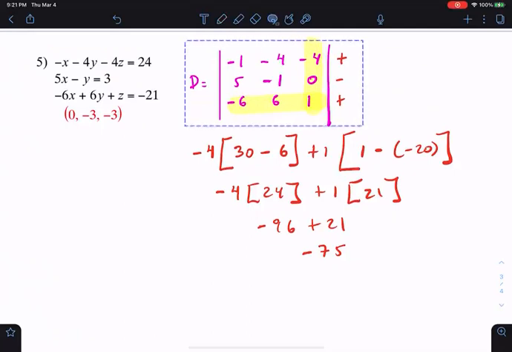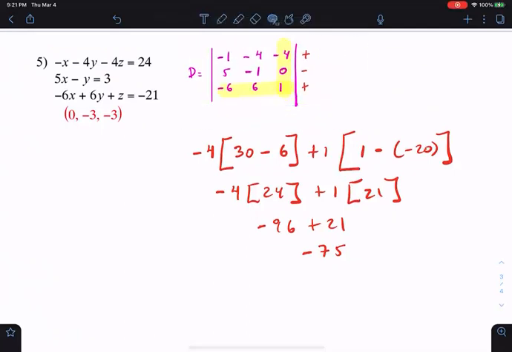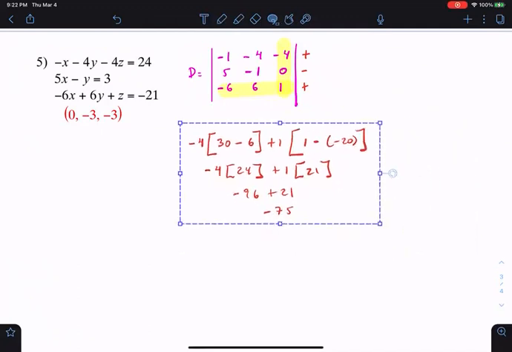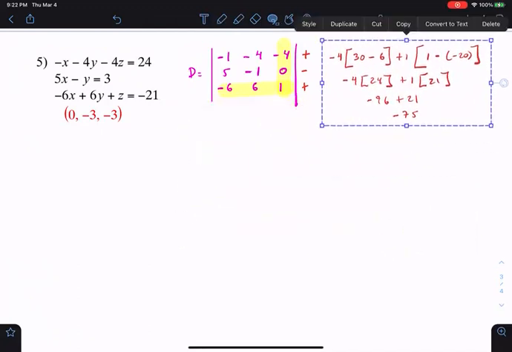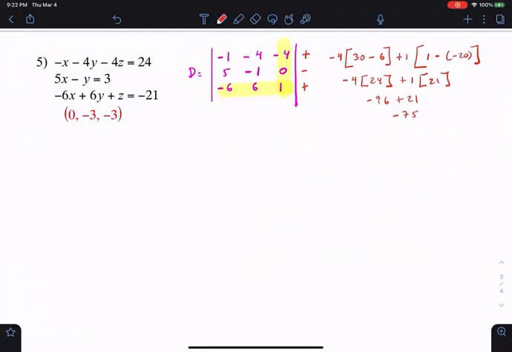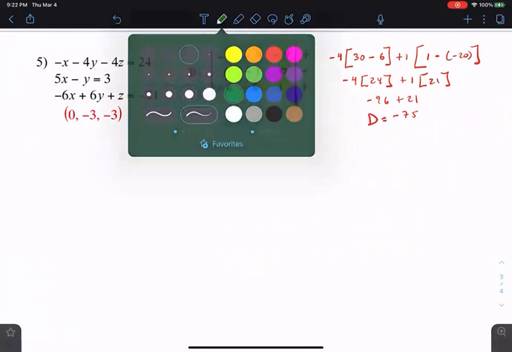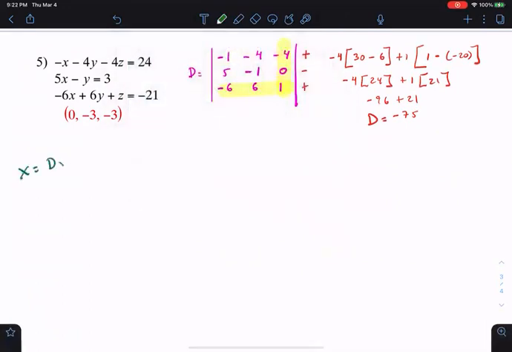So let me make this a little bit smaller so that everything can fit. Let's see. Yeah, that fits there. So this is D, by the way. Now we need to compute Dx, Dy, and Dz, right? To find x, I need Dx over the determinant D, for y, Dy over D, and for z, I need Dz over D, right? So we need to compute Dx.